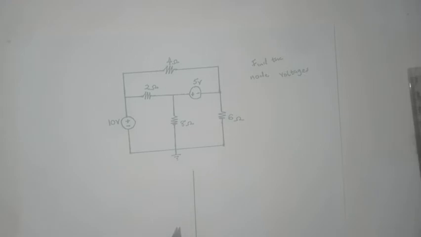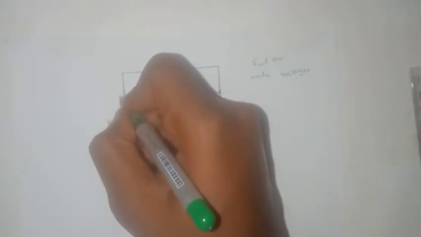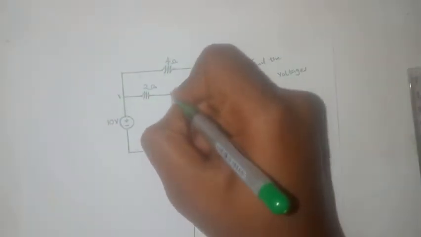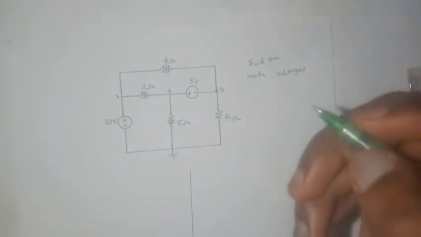Then we can proceed to finding the node voltages that we're required to find in the circuit. Our reference node has been given to us, and all we have to do now is label our nodes. Let's call this node 1, this one node 2, and this node 3.